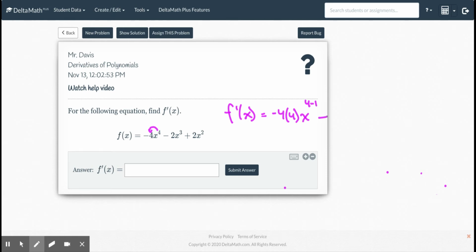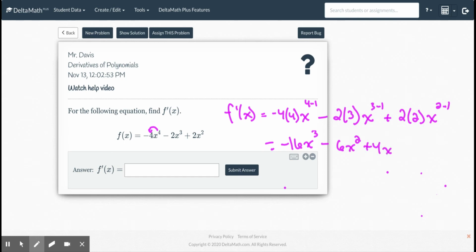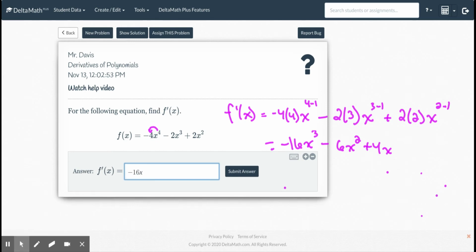exponent, minus 2 times, bring the 3 down in front, x to the 3 minus 1, plus 2 times, bring the 2 down in front, x to the 2 minus 1. So this becomes negative 16x to the third minus 6x squared plus 4x. You obviously don't have to write out that middle step. The better you get at this, it will just become second nature. You'll just do that in your head and be on your way.